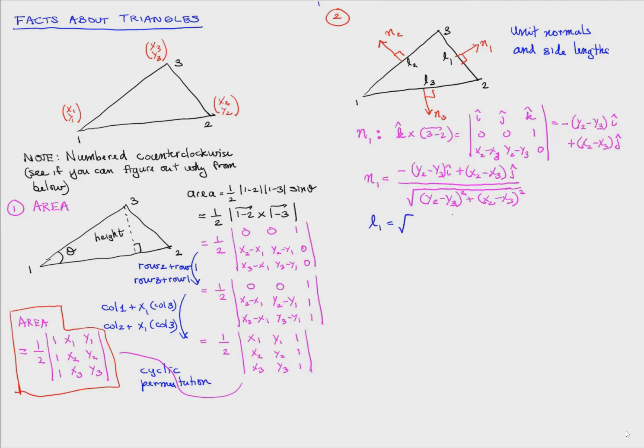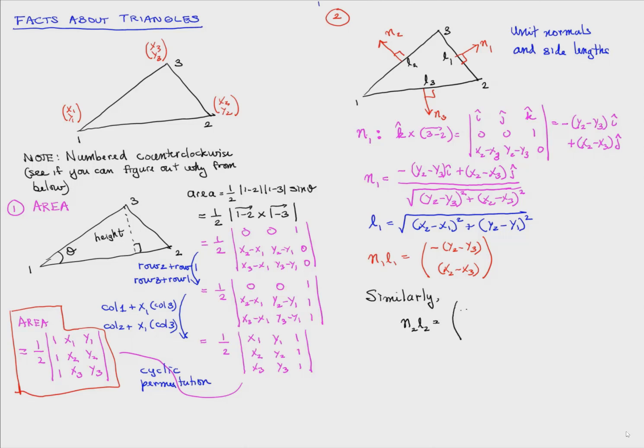And the length of that side itself is the square root of (x2 minus x3) squared plus (y2 minus y3) squared. So we see that n1, l1 is this vector. Similarly, we get n2, l2 is this vector, and n3, l3 is this vector. And we notice that n1 l1 plus n2 l2 plus n3 l3 is 0. And we'll use the area formula as well as this formula with normals and lengths in subsequent calculations.